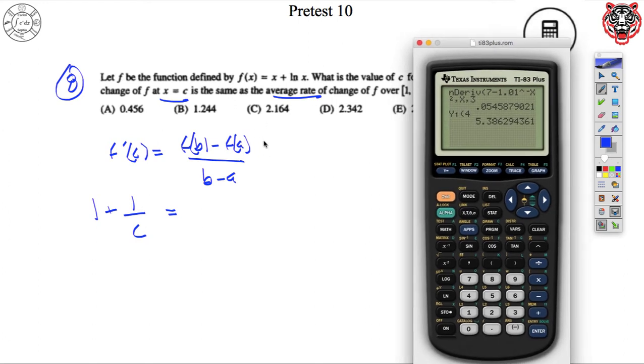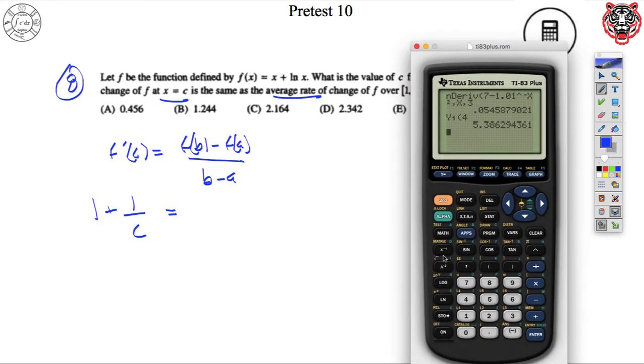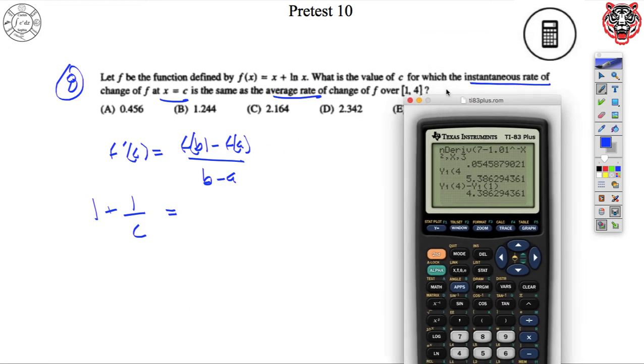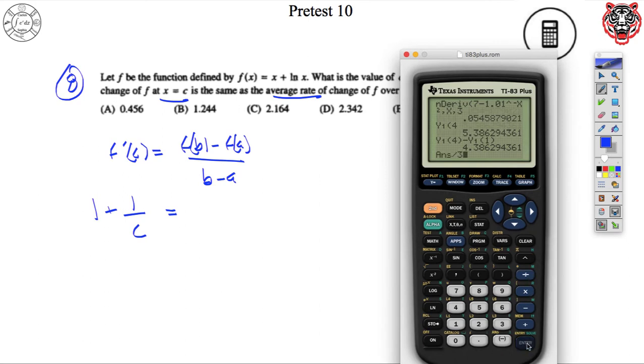And then I need to subtract when I plug in 1. So I can actually go like this. I can say y4, and then I'm going to subtract var's right, enter, enter, y1 of 1. And that'll be the numerator. The numerator is 4.386, and then I'm going to divide that by b minus a. 4 minus 1 is 3, so I'm going to say all that divided by 3. So what I'm saying right now is 1 plus 1 over c equals 1.462. Hopefully you're able to follow that. You can replay it. It is a video.